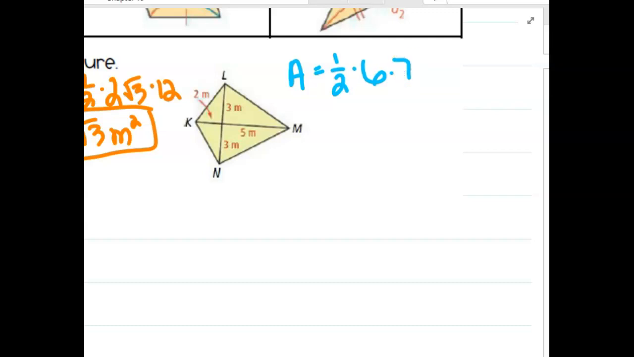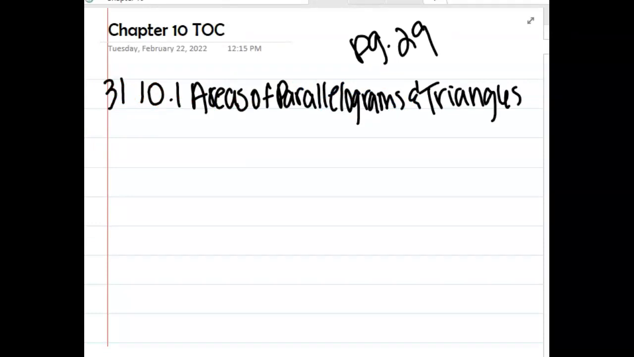7. So you're going to take half times 6 times 7, kind of like we talked about yesterday. You don't have to multiply in this order. Either way, you're going to get 21 meters squared. Okay, questions on either one of those?